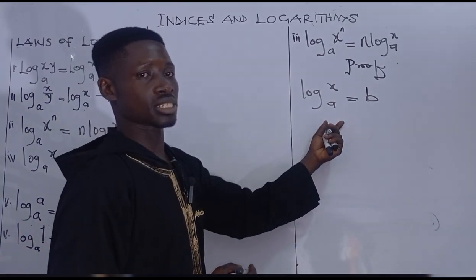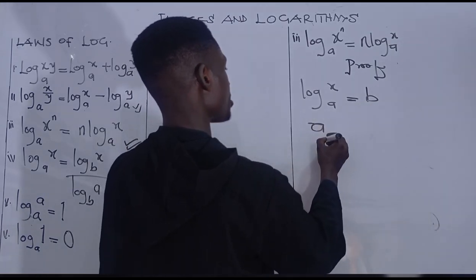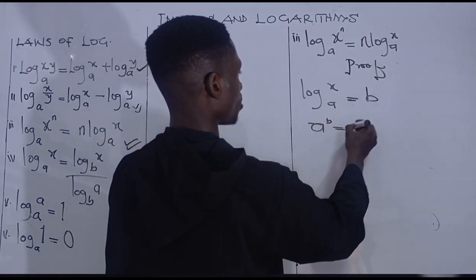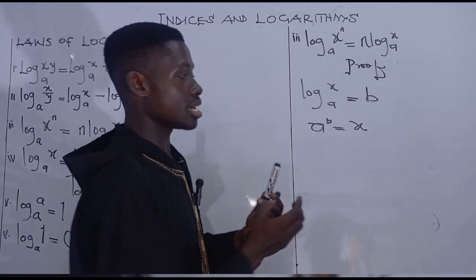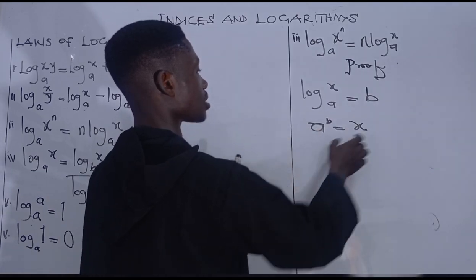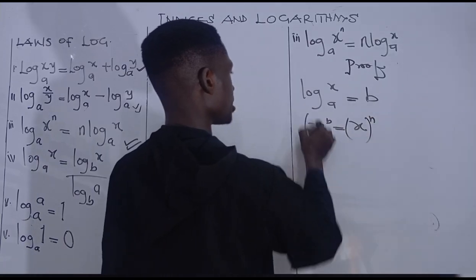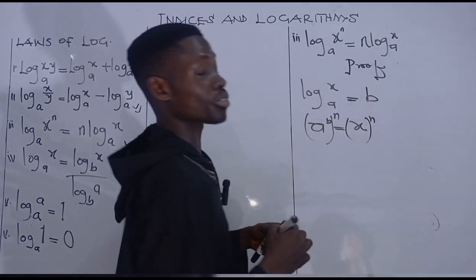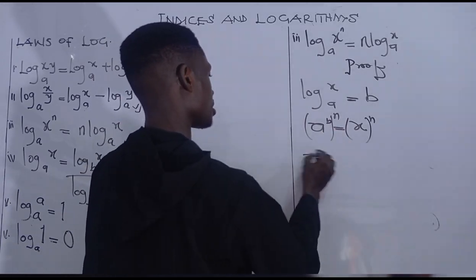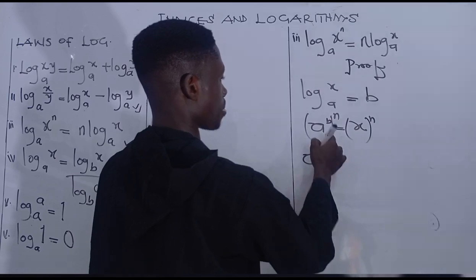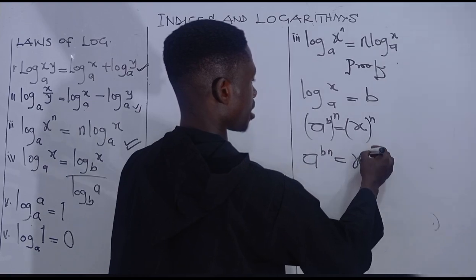Now, once we have this, we are going to write this in an exponential form. So you have a raised to the power of b is equal to x. Now, since we are talking about powers, let's raise each side of the equal sign to the power of n. So we have a to the power b, all to the power of n, and x to the power of n. Good. Now we can write this as a raised to the power bn, applying the power law of indices, and then we can write this as x raised to the power n.